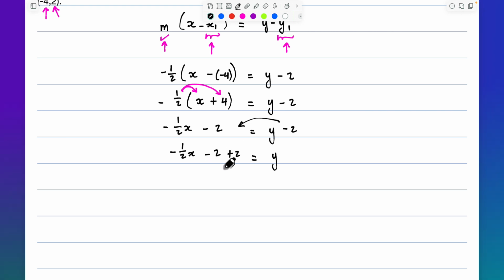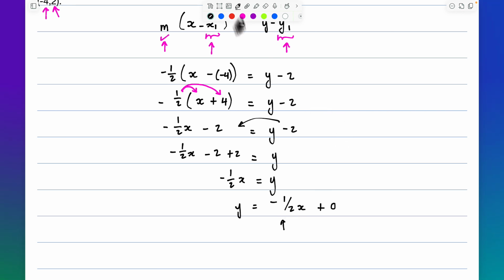Negative 2 plus 2 gives you 0, right? So that's going to be negative a half of x is equal to y. Or you can flip it around and say y is equal to negative a half x. You can write this as plus 0 just to show that our gradient is still negative a half.